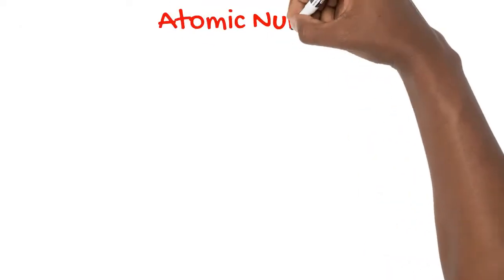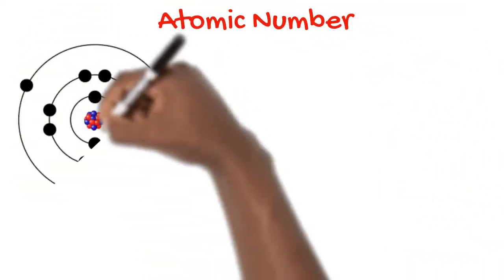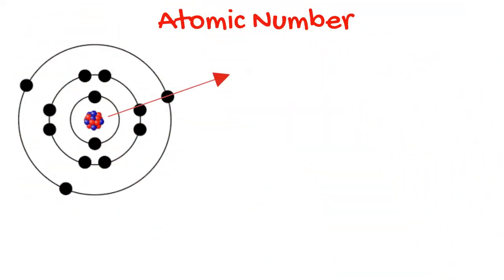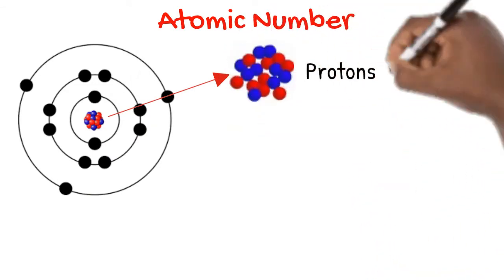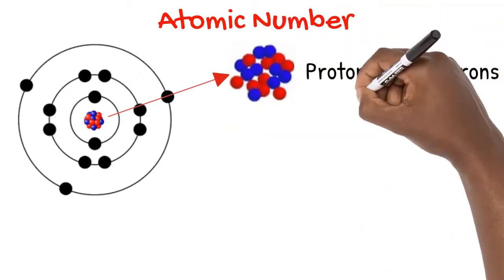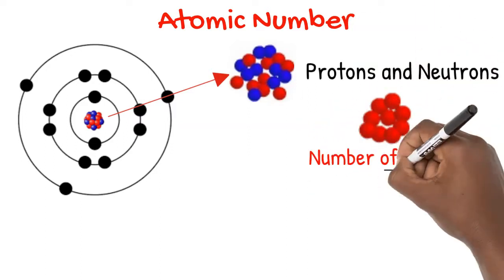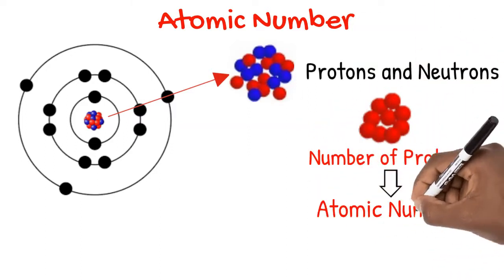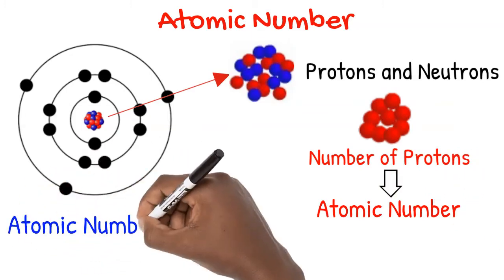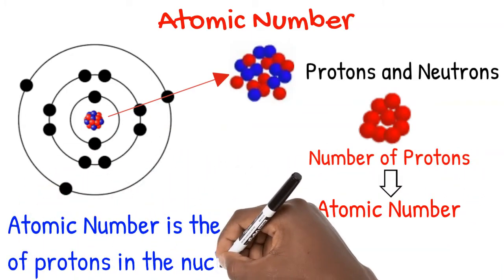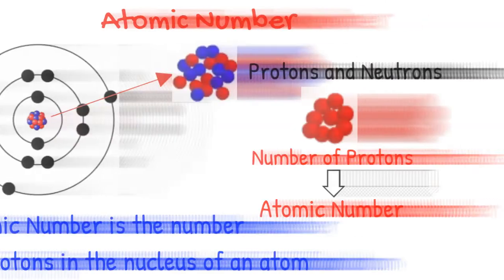So what's the atomic number? Take this atom, for example. In the nucleus, we have the protons and the neutrons. If you manage to work out the number of protons only, well, that represents your atomic number. So the atomic number is simply the number of protons in the nucleus of an atom.